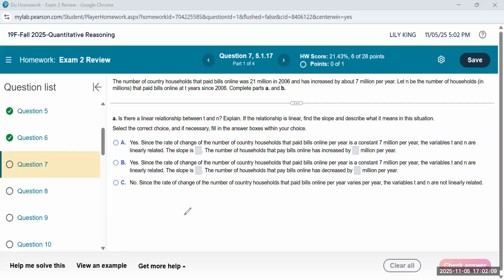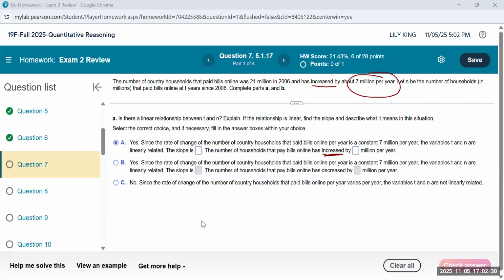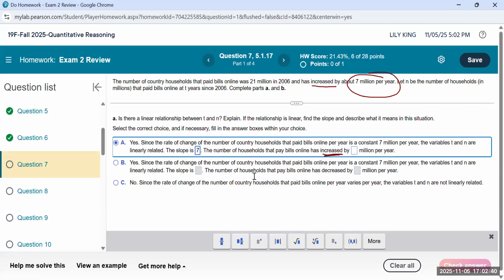So we see increased here, so we have to go with the statement that has increased. So we have yes, since the rate of change of the number of country households that pay bills online per year is a constant 7 million per year. That is a recurring change. This is how the bill is changing with respect to the time. So the slope is the 7. And to interpret that, the number of households that pay bills online has increased by 7 million per year.